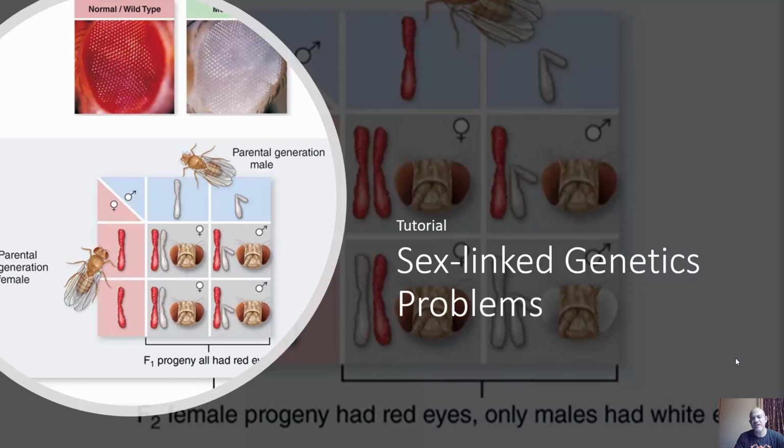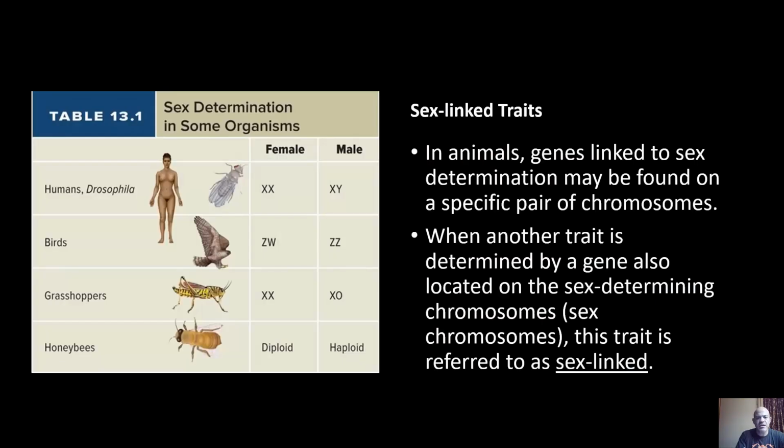So this is a tutorial on sex-linked genetics problems. In animals, genes linked to sex determination can be found on a specific pair of chromosomes. For example, in humans and in some insects, the pair of chromosomes that determine sex are the XY chromosomes, which in our karyotype would be the last pair.